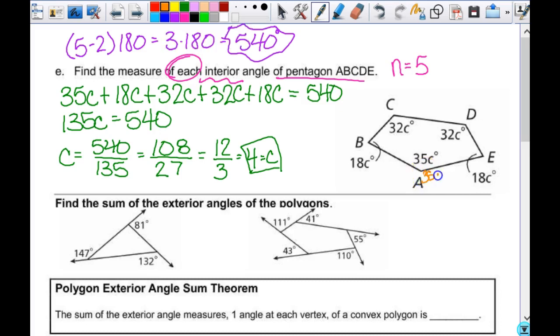So 35 times 4. Now remember, multiplying by 4 is like multiplying by 2 and then what? By 2 again. So 2 times 35 is 70 times 2 is 140. All right, 18 times 4, so it's 18 times 2 is 36 times 2 is 72. Okay, and look, that one's 72 also. So then 32 times 4, so 32 times 2 is 128.